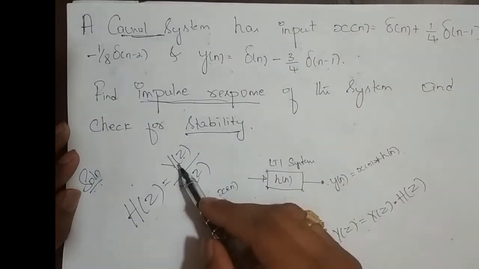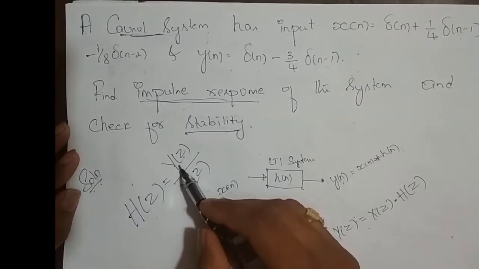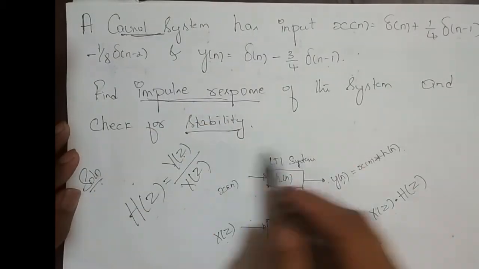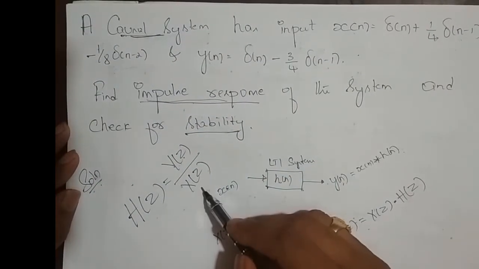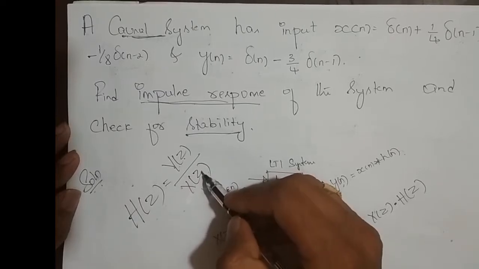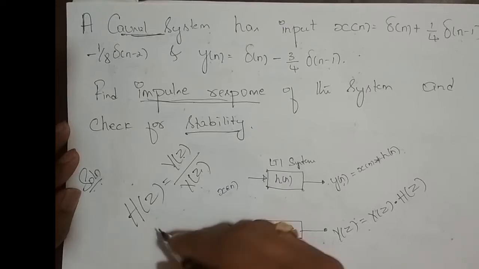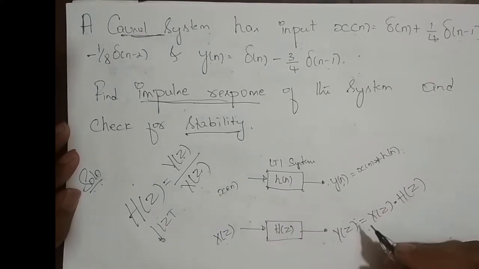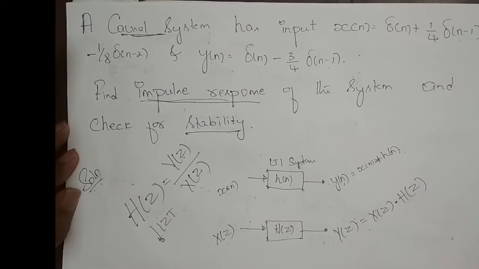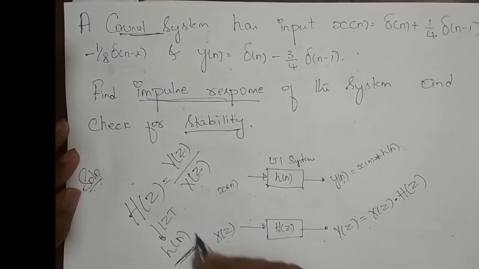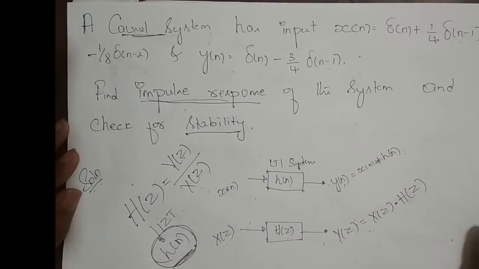If we know y of n, we can take the z transform on both sides and get Y of z. And we don't know X of z, but we know x of n, it is given. So if I take the z transform of x of n, I get X of z. So we get Y of z by X of z in terms of H of z. Once I get H of z, I take the inverse z transform of H of z using the usual method we studied in the previous videos, which is partial fraction expansion, and we get h of n. So our aim is to find the impulse response of the system, h of n.